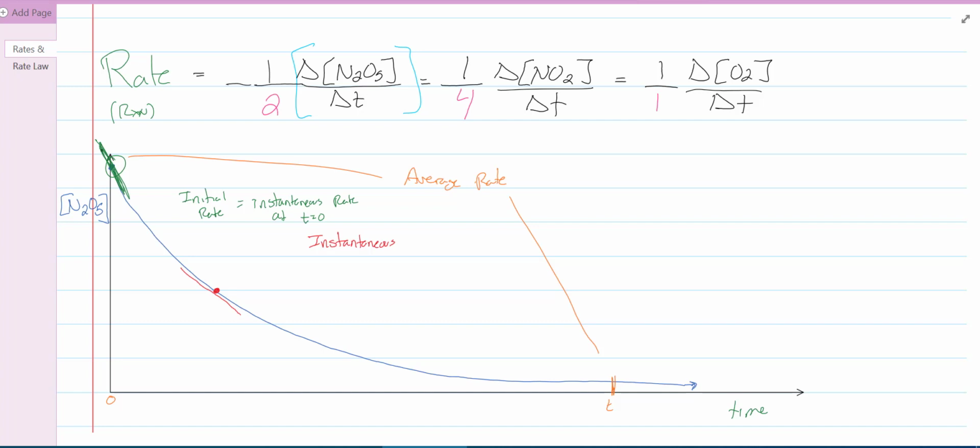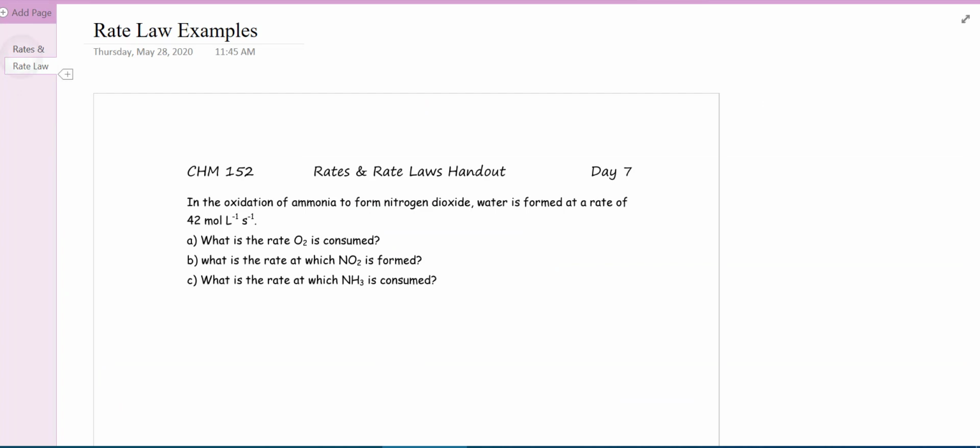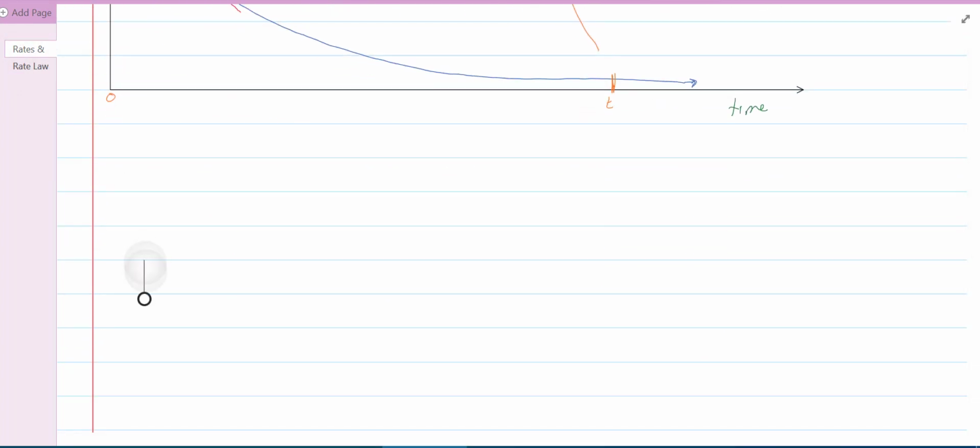So there's the average rate, the whole thing, the whole reaction. There's the instantaneous rate at any given time. And then there's the initial rate, which is the rate once you allow the reactants to react. So that leads us then into the rate law. Those are the examples coming up. The rate law.